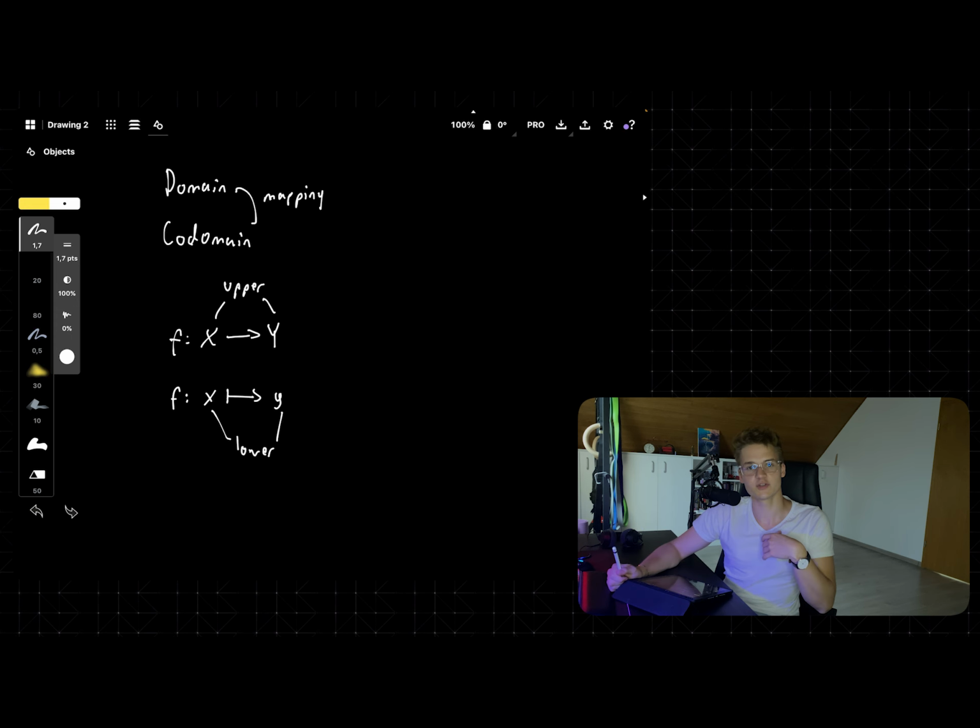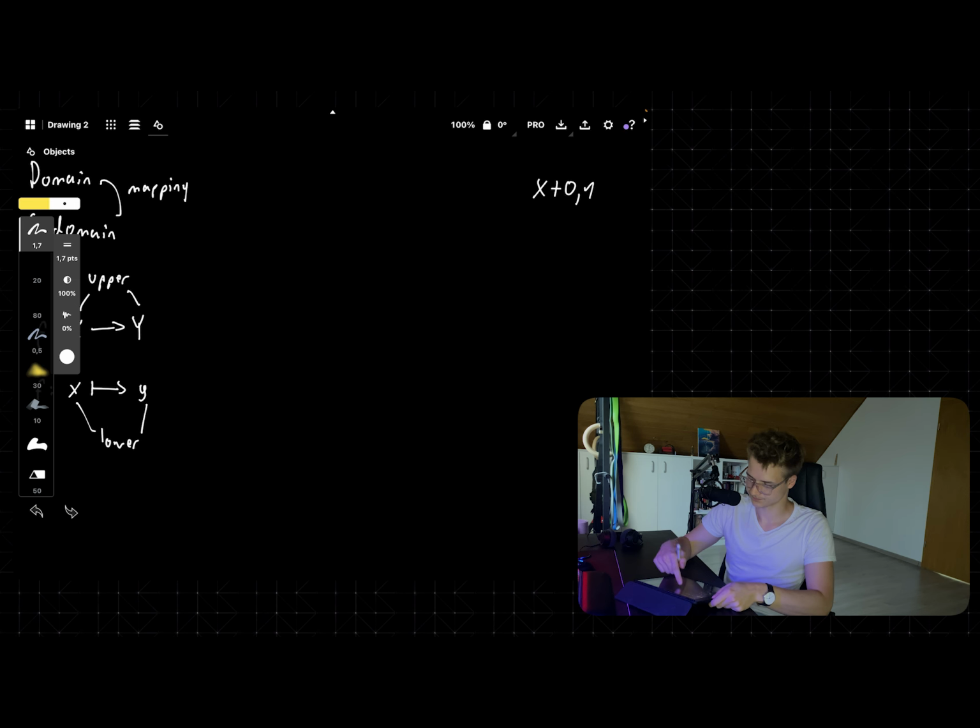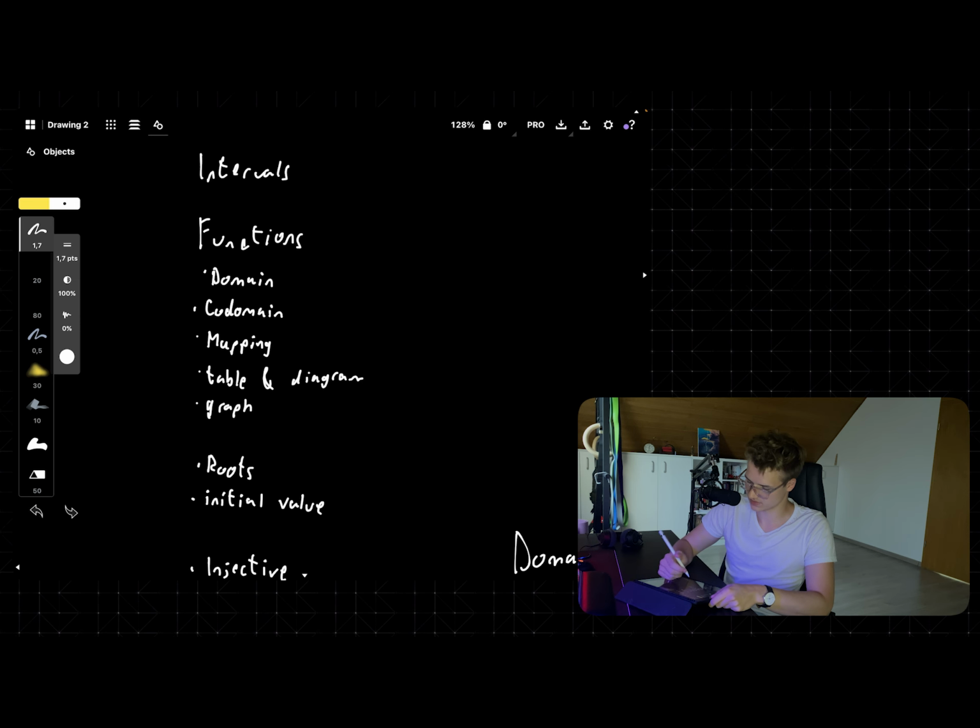But basically, a function, or a mapping rather, in English, is a rule that takes one element from the set X that we call the domain and maps it to a specific element in the set Y that we call the codomain. Okay? So these three things are checked off.